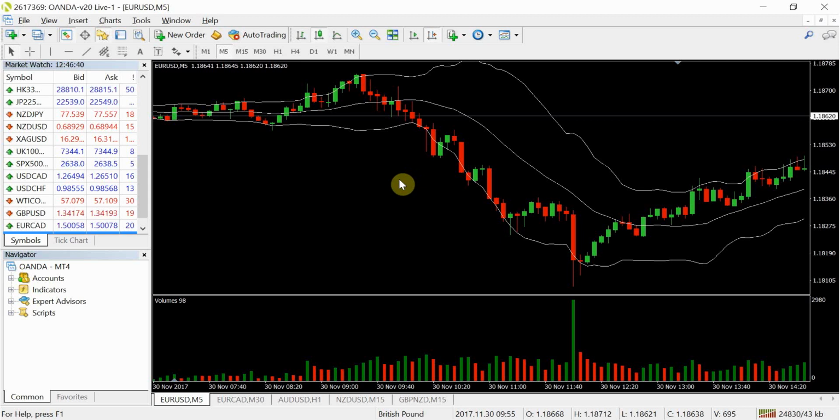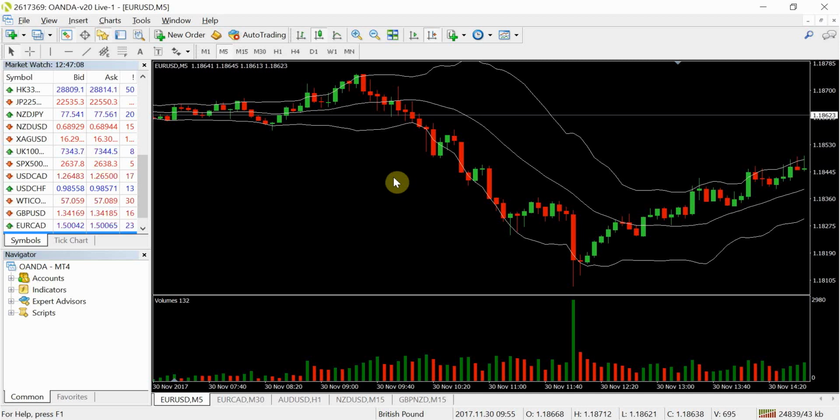Let me take that a step back. This is a trend trading system that looks to capture momentum within the trend, and the way it does that is it looks for 3 consecutive bars of the same color, bearish or bullish, red or green, where at least one of the bars has touched the Bollinger Band.